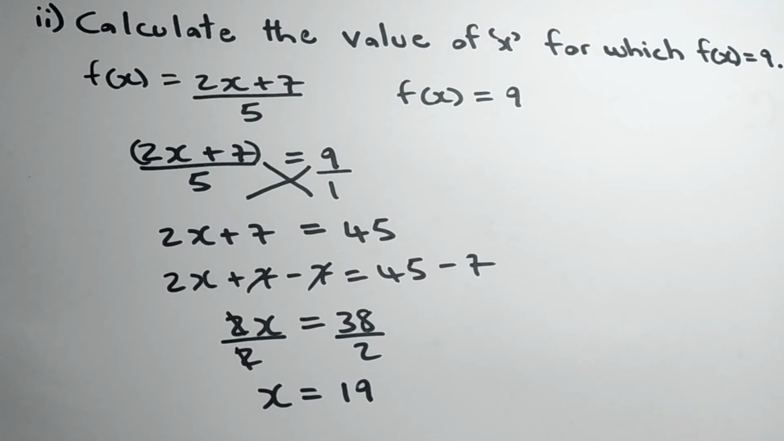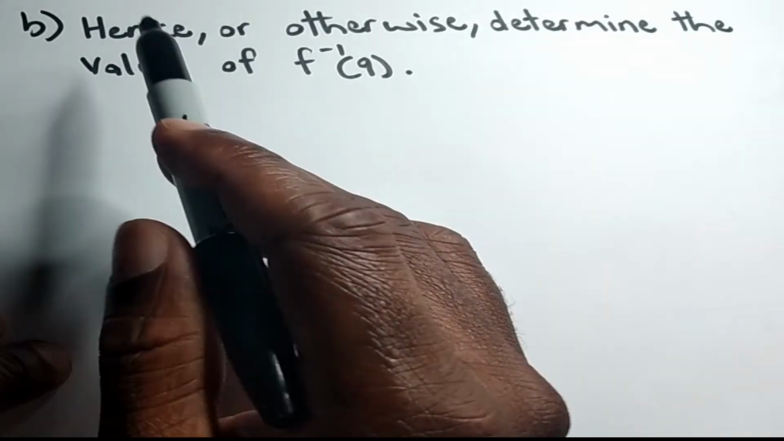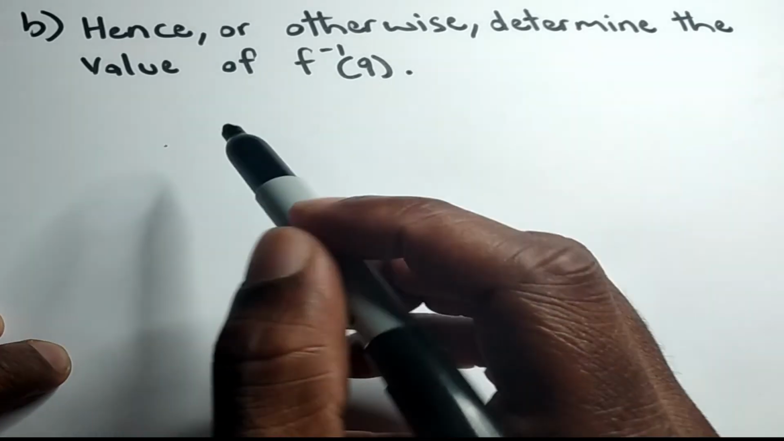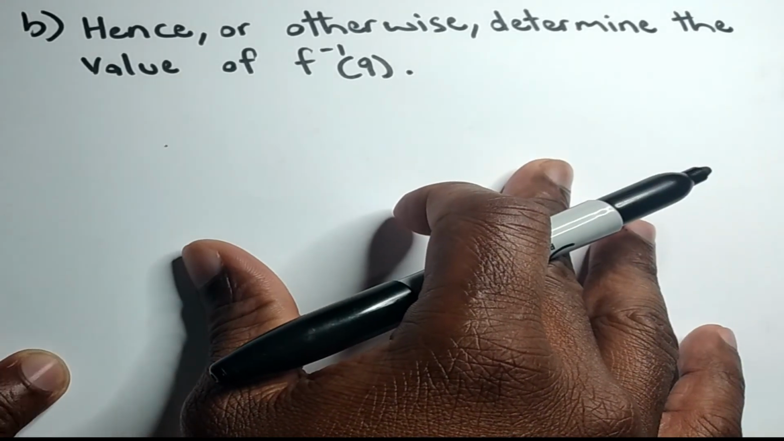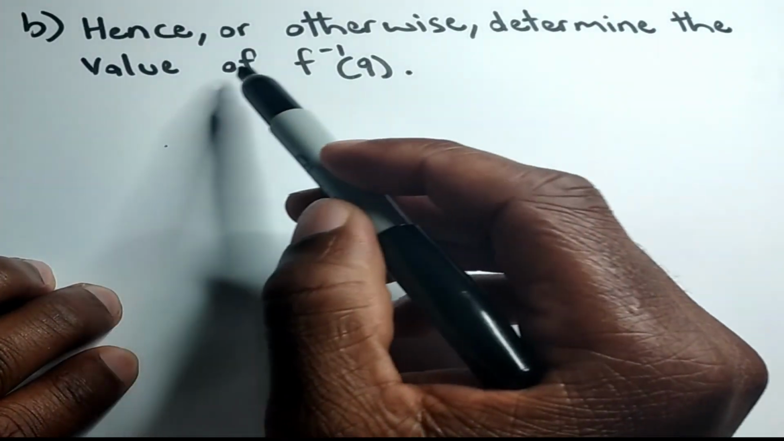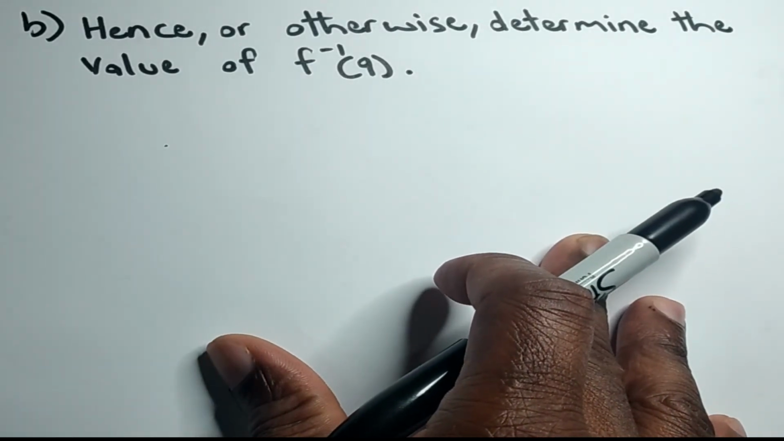All right. Now let's look at the other part of the question. So this would have been part A. All right. So now let's look at part B, which is the final part of this question and the final question that we'll be looking at today. All right. So hence or otherwise determine the value of f inverse of 9. All right. So f inverse of 9.